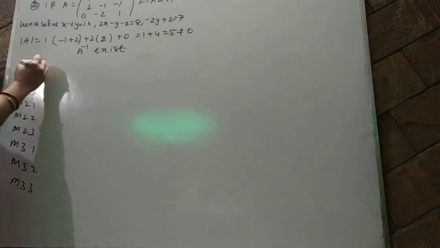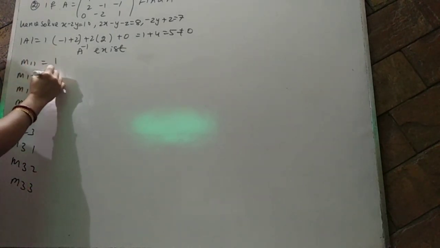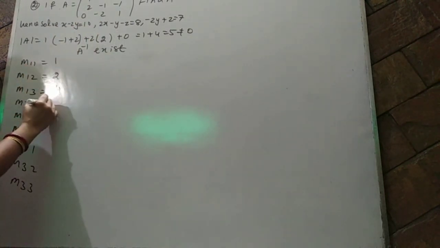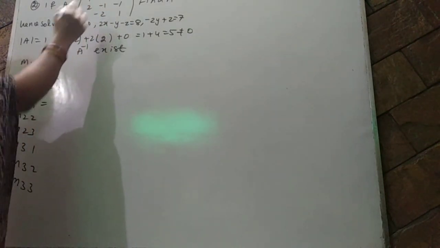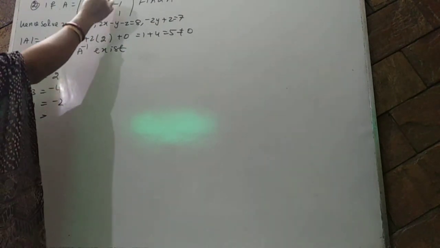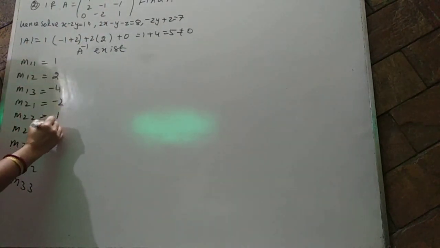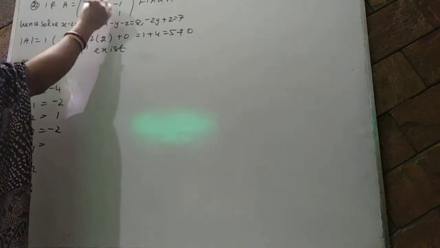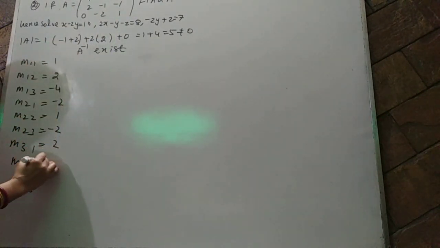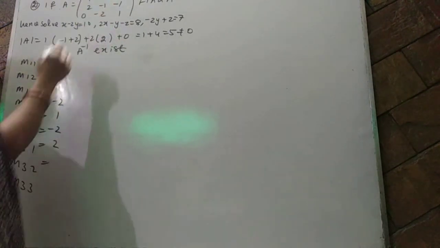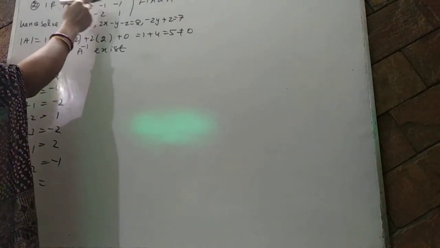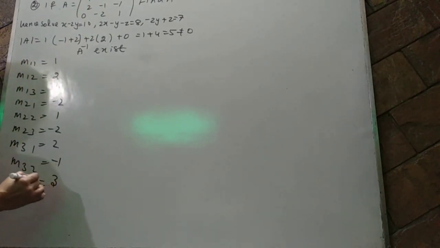Okay, fine. Now that is equal to 1, we will get 1. That is equal to 2. Now this is minus 4, minus 4. Now 2, 1, minus 2 and then 2, 2, we are getting 1. Then 2, 3, minus 2, and then 3, 1, we will get 2. Then 3, 2, minus 1, and then 3, 3, but that is minus 1 plus 4, that is equal to 3.